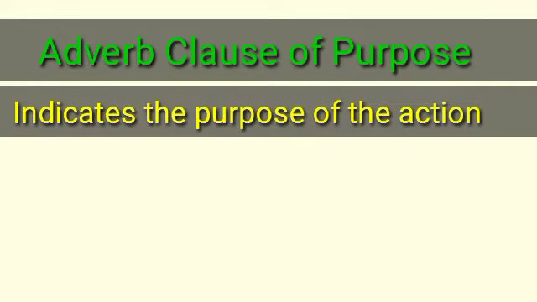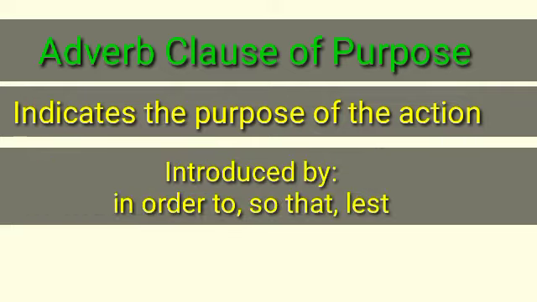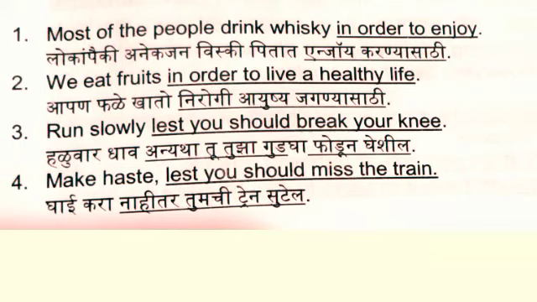The next type of adverb clause is adverb clause of purpose. As its name suggests, adverb clause of purpose indicates the purpose of an action. The adverb clause of purpose is generally introduced with the help of the subordinating conjunction in order to or so that. Try to understand this with the help of a few examples. For example, first one, most of the people drink whiskey in order to enjoy. So in order to enjoy is adverb clause of purpose.